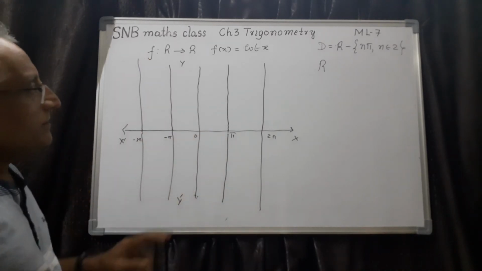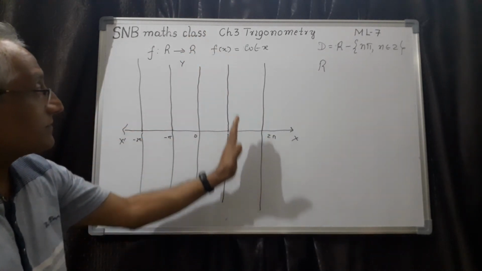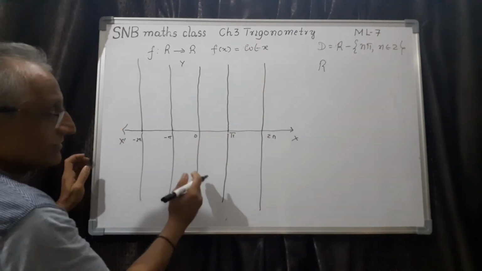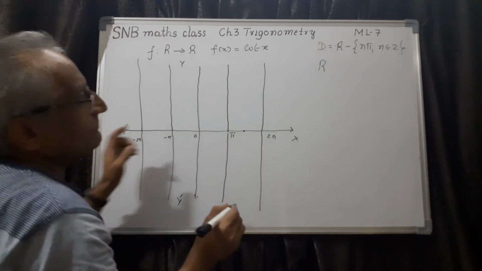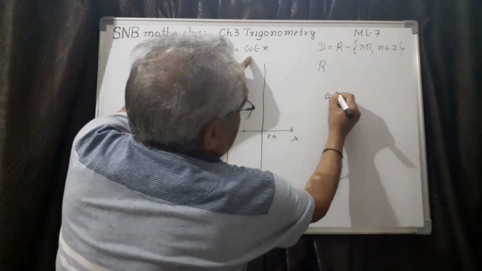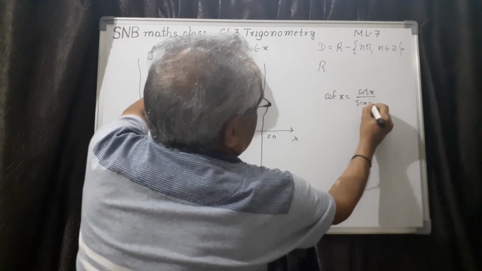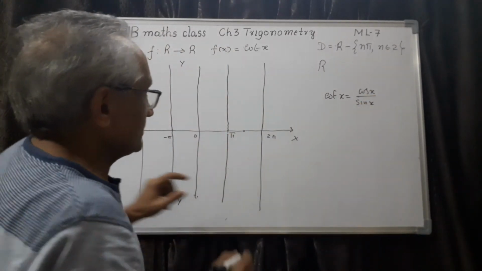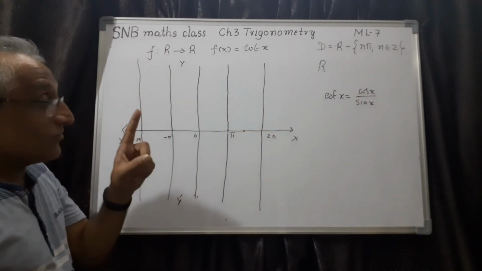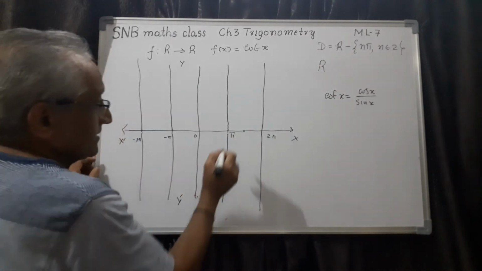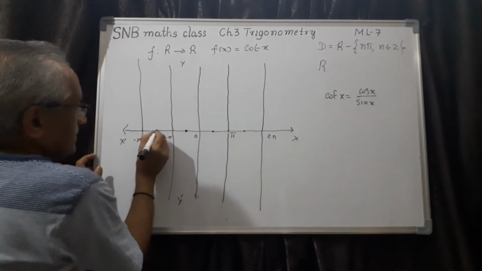Now the tan graph, if you remember, it was like this. We have seen this one. So it is just reverse. Cot x equals cos x divided by sin x, and when it is pi by 2, cos is 0. So it cuts the x-axis at all odd multiples of pi by 2. Here it is 0. The curve cuts here, here, here, and here.